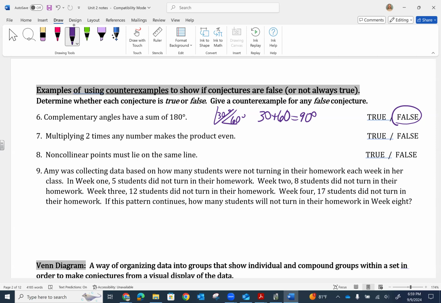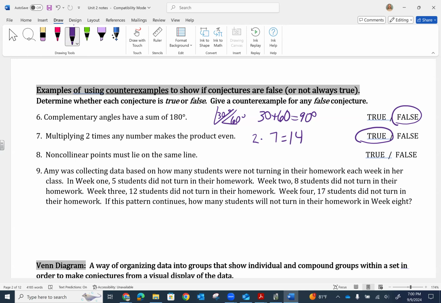If you multiply 2 times a number, you'll get an even answer. Is that true or false? Can you come up with a counterexample that makes it false? 2 times any number. Nothing I can come up with. 2 times any number will be an even value, so I can't come up with a counterexample.